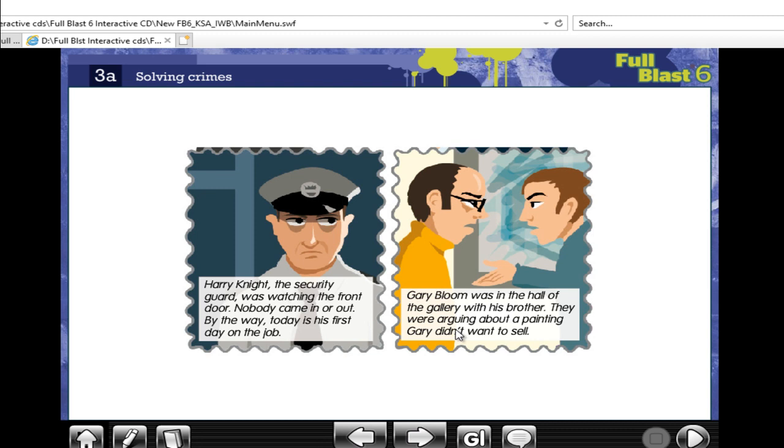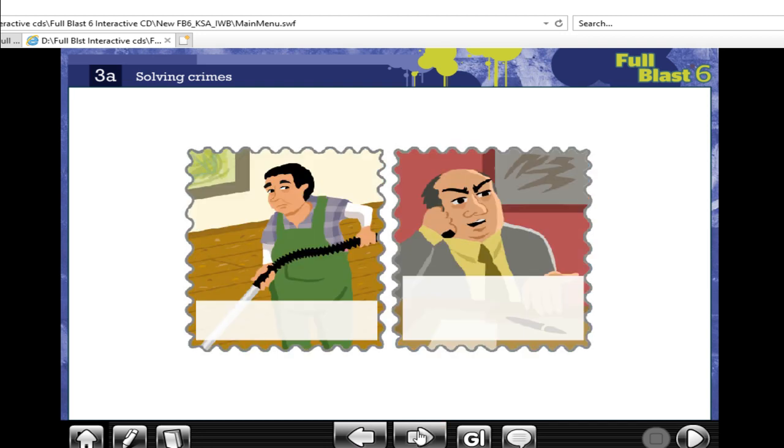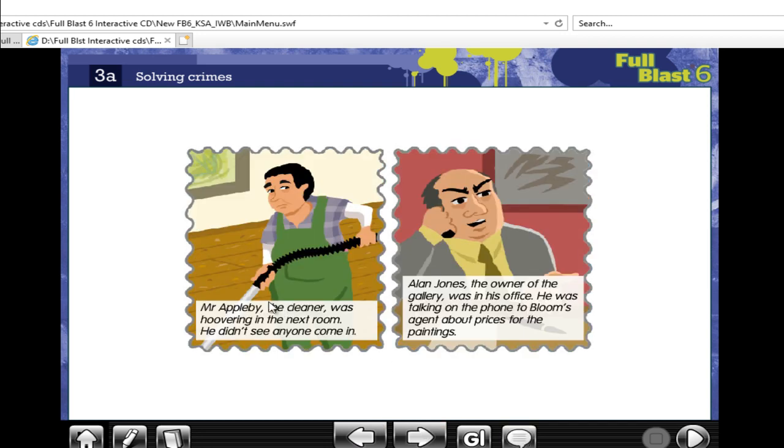What does arguing mean? Arguing means to disagree about something. So Gary Bloom and his brother were arguing, were disagreeing about buying one of the paintings. Mr. Appleby, the cleaner, was hoovering in the next room. He didn't see anyone come in.